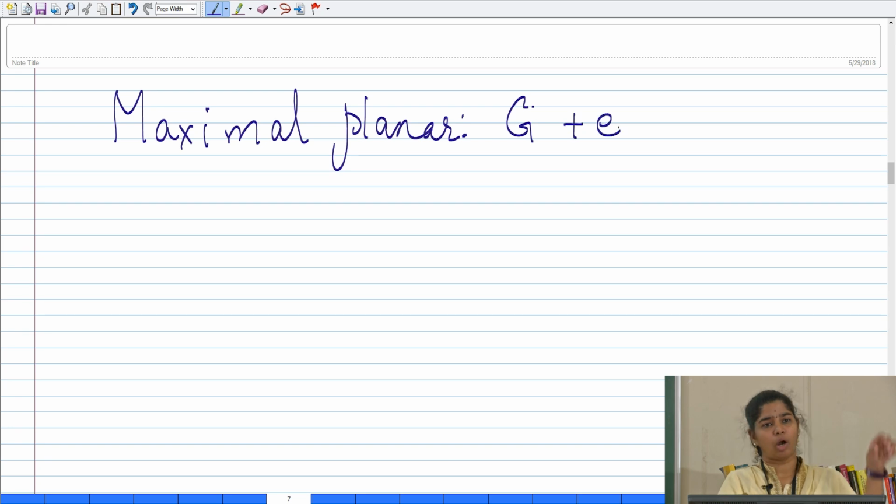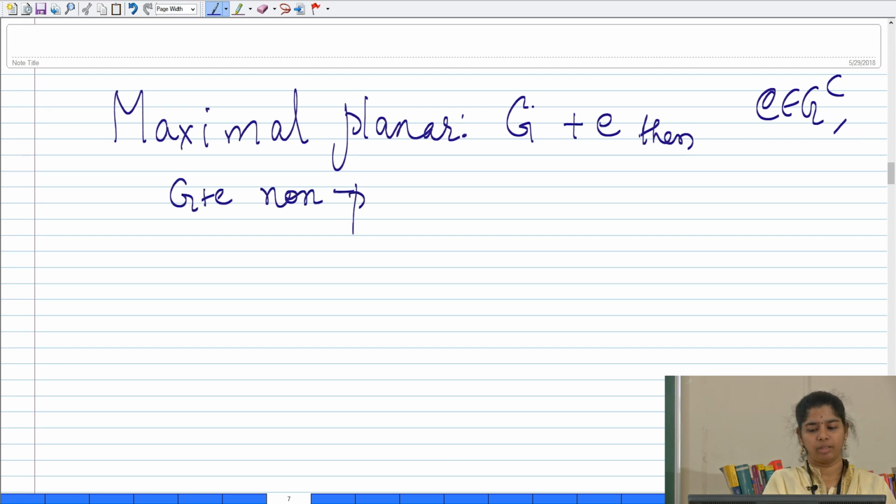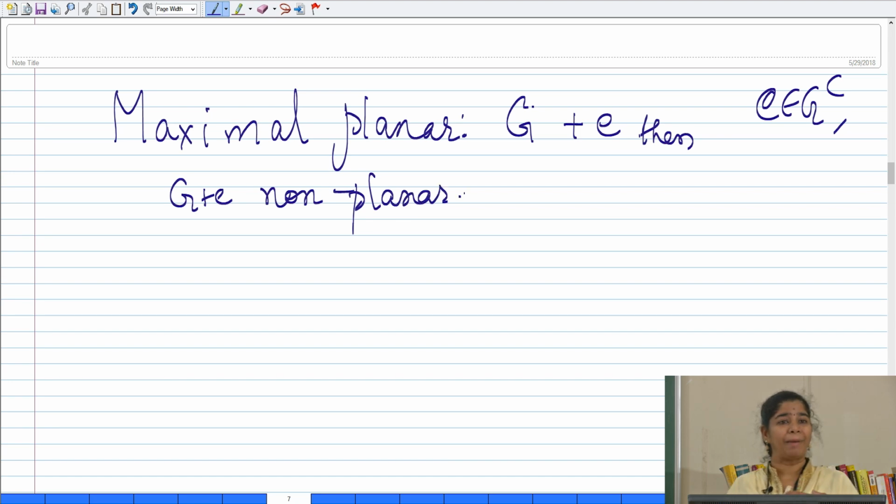To this end we have a maximal planar graph. A graph is said to be maximal planar if, when I add any edge e belonging to G complement, G plus e becomes non-planar. So, this is my maximal planar graph. This is the edge after which I cannot add any more; I have reached that point.